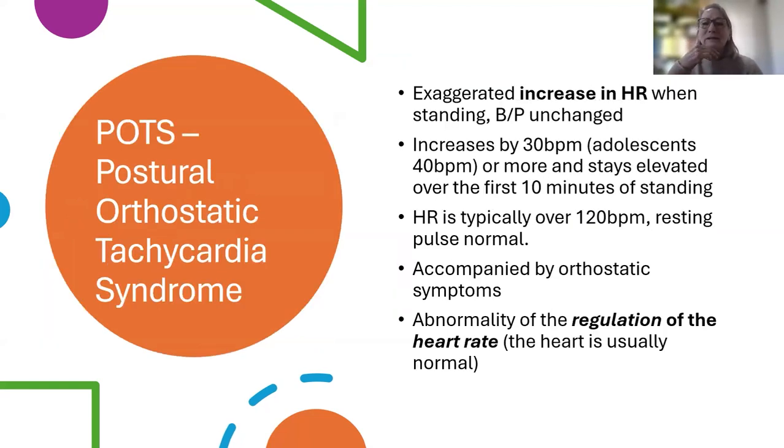So POTS, what is it? It's an exaggerated increase in heart rate when people are in an upright position. So the heart rate goes up quite abnormally, but the blood pressure remains fairly much unchanged. And the increase for diagnosis must be 30 beats per minute or more, sustained over 10 minutes. And for adolescents, that's a bit higher, it's about 40. And so the heart rate typically, when people are standing or in an upright position, is over 120 beats per minute, although the resting pulse remains normal.